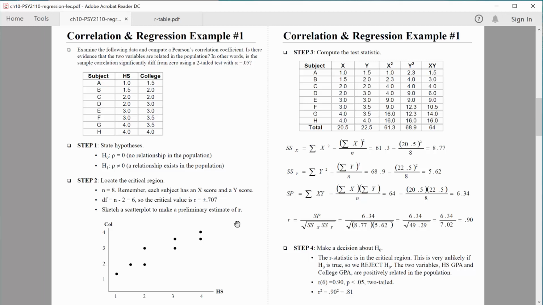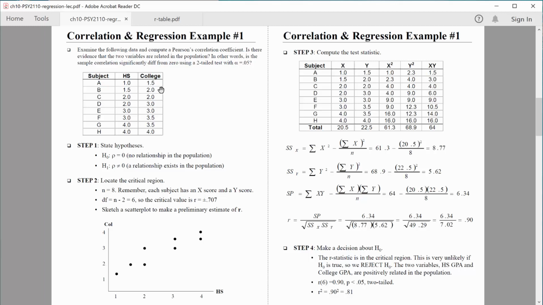All right, so step 2 is done. Let's go ahead to step 3. Step 2 was all about figuring out how much evidence we need to reject the null hypothesis. Step 3 is all about figuring out how much evidence we actually have. So I created columns here for x and y.